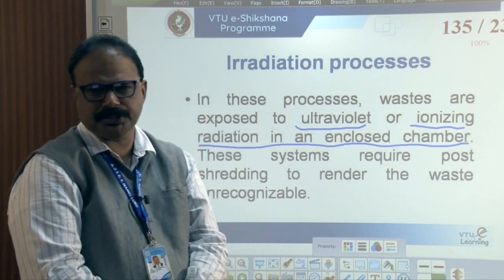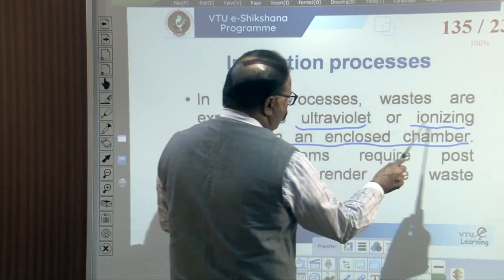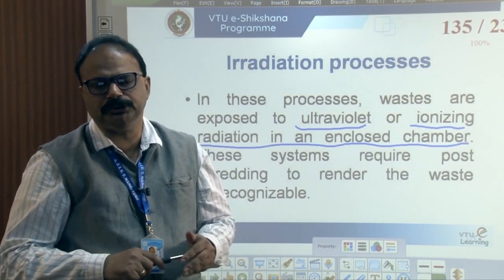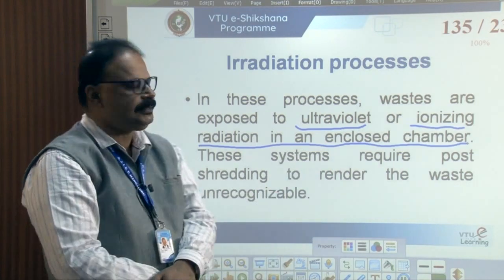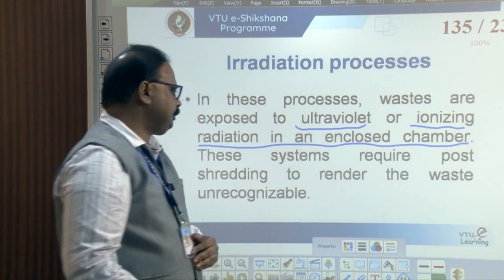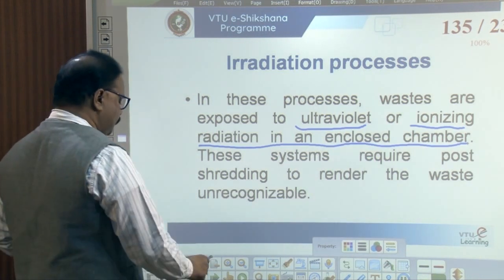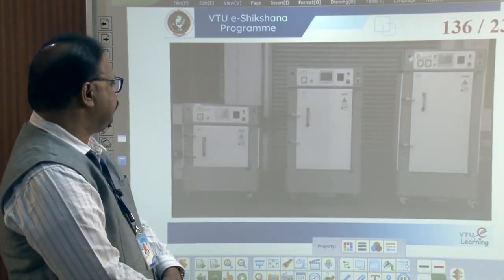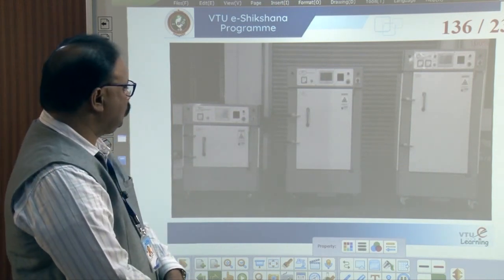The irradiation process is the process where waste is exposed to ultraviolet or ionizing radiation in an enclosed chamber. In this system, the waste is rendered unrecognizable. This is the process of irradiation, exposing the waste to ultraviolet rays or ionizing radiation.